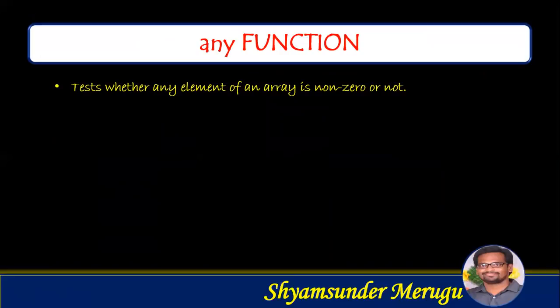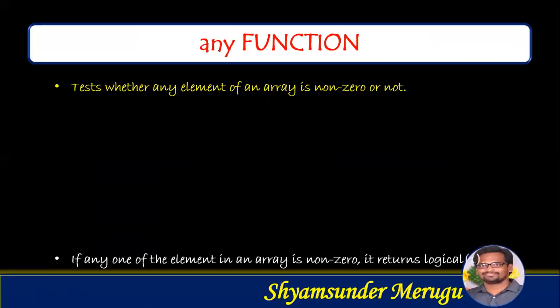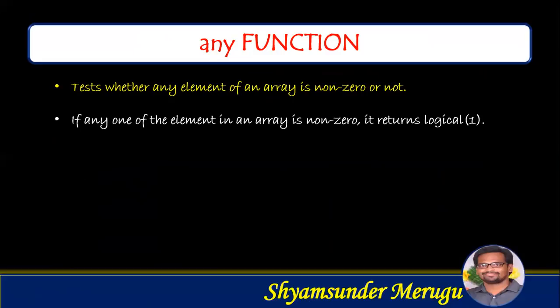Coming to the any function, it tests whether any element of an array is non-zero or not. If any one of the elements in an array is non-zero, it returns logical 1.